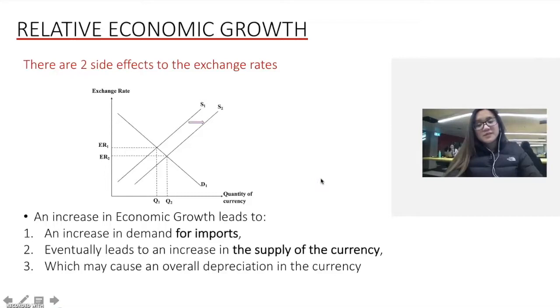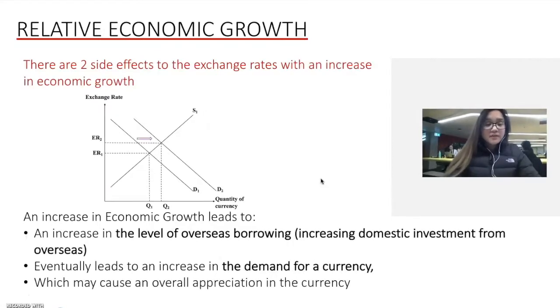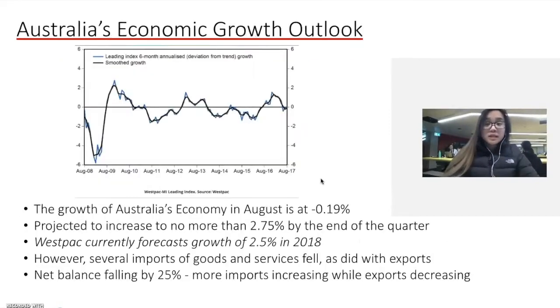Another factor that influences the change in currency is the relative economic growth of the country. There are two side effects to the exchange rate when we're looking at growth. An increase in economic growth would lead to an increase in demand for imports, which eventually increases the supply of the currency, which causes a depreciation. The second side effect is that an increase in economic growth leads to an increase in the level of overseas borrowing, meaning domestic investments from overseas are increasing, which will lead to an increase in demand for currency, which would cause an appreciation.